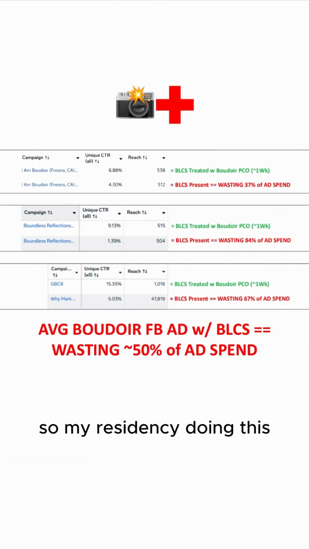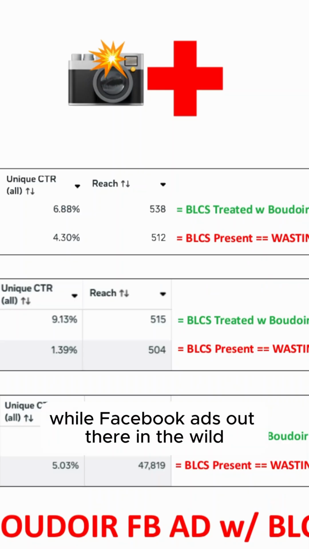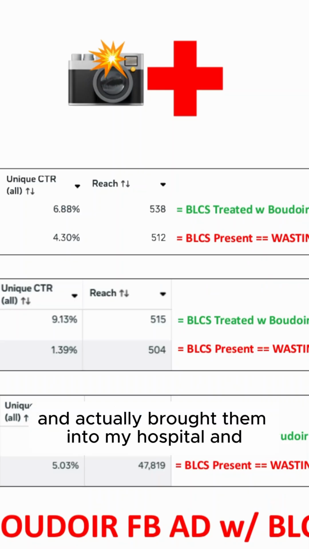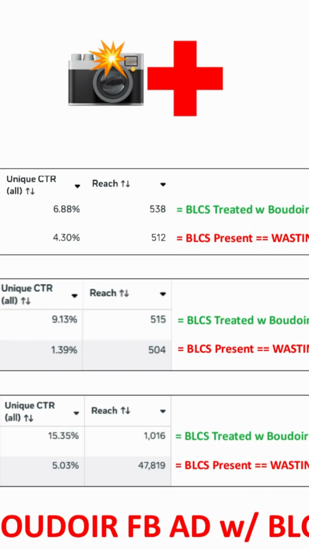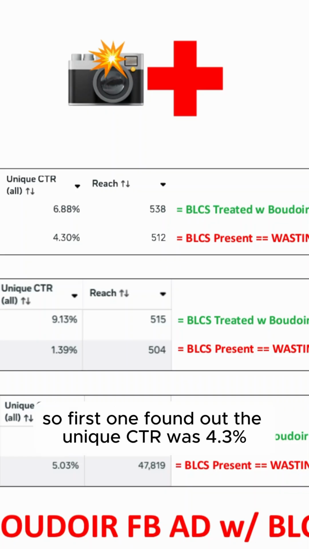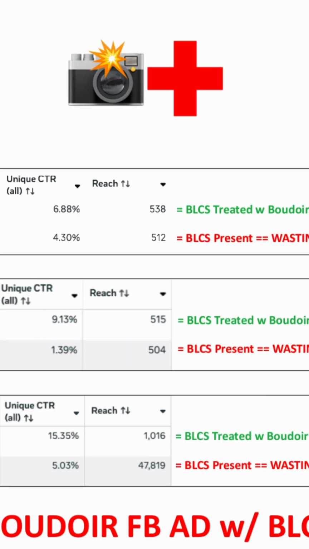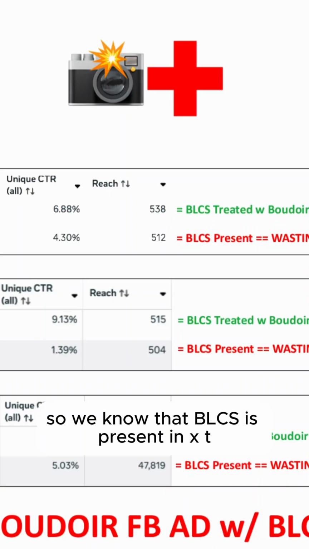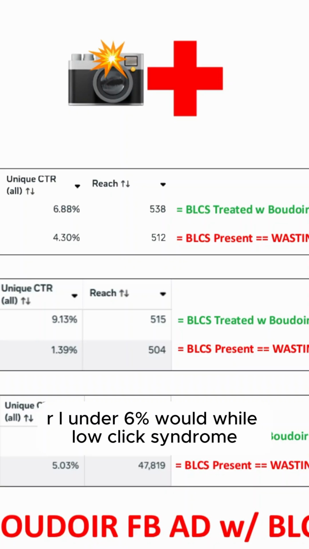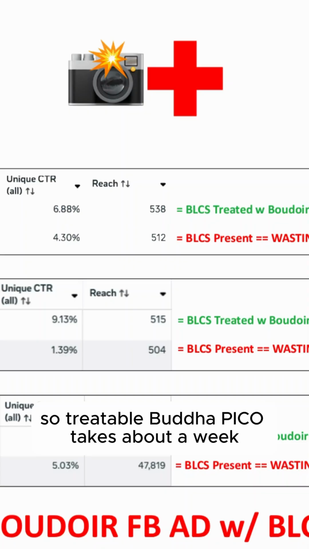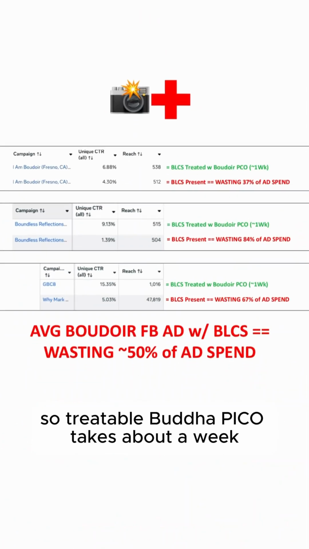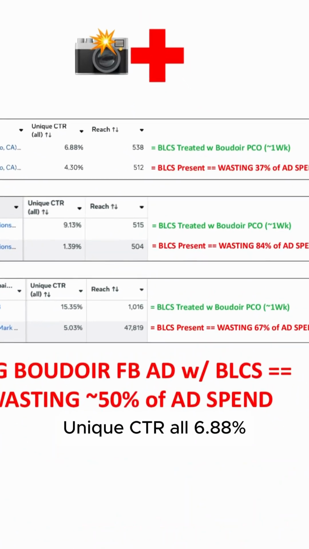So in my residency doing this, I found some Boudoir Facebook ads out there in the wild, and actually brought them into my hospital and tested them and treated them. So first one, found out the unique CTR is 4.3%. So we know that BLCS is present. Unique CTR under 6%, Boudoir low click syndrome. So treated with Boudoir Pico, takes about a week. Unique CTR 6.88%.